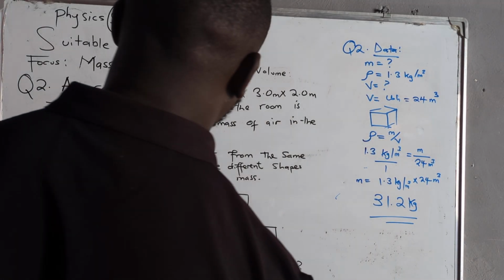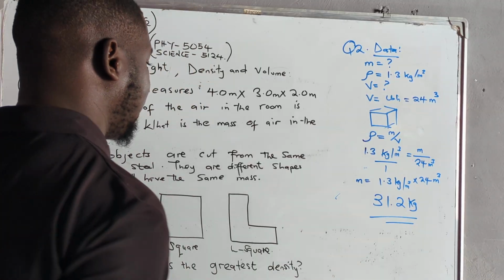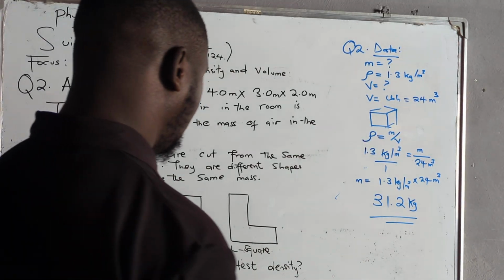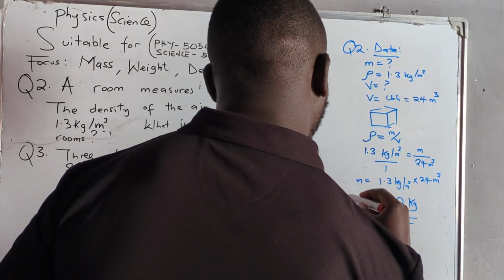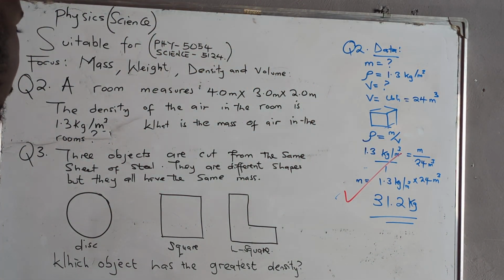Okay, so our units are going to be in kg since the density given was in kg per m³. So do not put grams here. Okay, so this is going to be the correct answer. Like that.